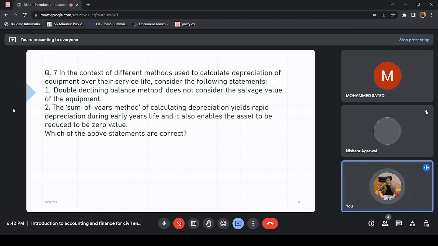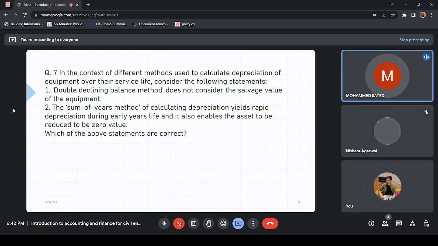Okay, so coming to some theoretical questions. In the context of different methods used to calculate depreciation of equipment over their service life, consider the following statements. Double declining balance method does not consider the salvage value of the equipment. Sum of years method of calculating depreciation yields rapid depreciation during early years of life, and it also enables the asset value to be reduced to zero. Which of the following are correct? We tried one numerical before, same as we did in break-even analysis: we tried one numerical, saw the graph, and then came to theoretical questions.